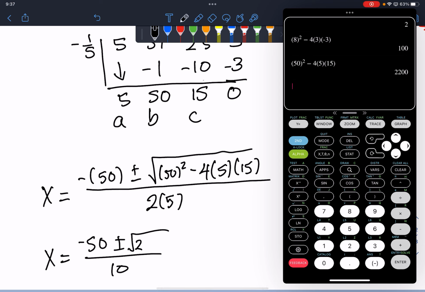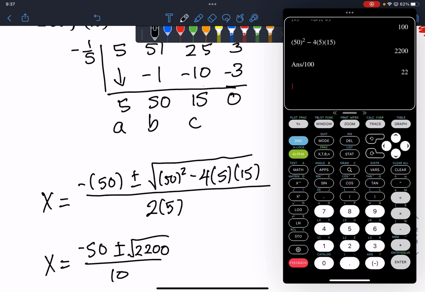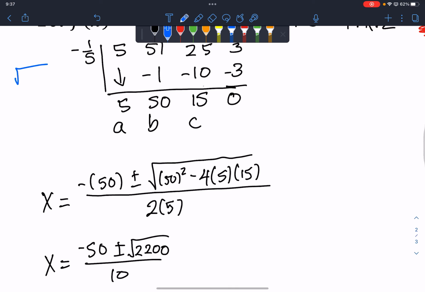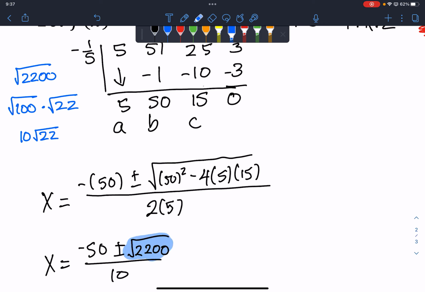That's equal to 2,200. Huge, huge number. Let's see, can we divide that by 100? Definitely divide it by 100. And that's 22. So we can break this up and write the square root of 2,200 as the square root of 100 times the square root of 22. And since the square root of 100, as we just did on the previous problem, is 10, we can make the substitution and replace this with that.